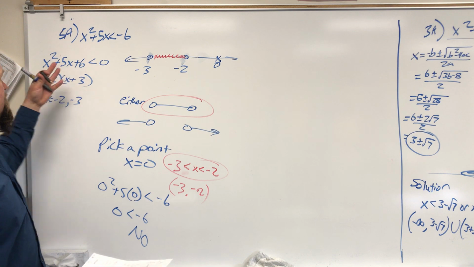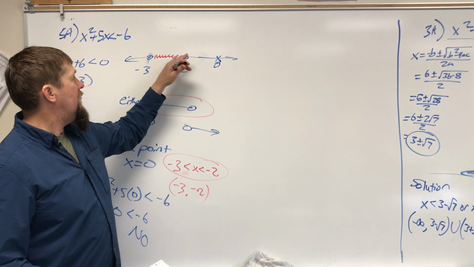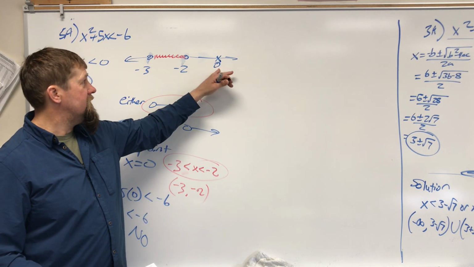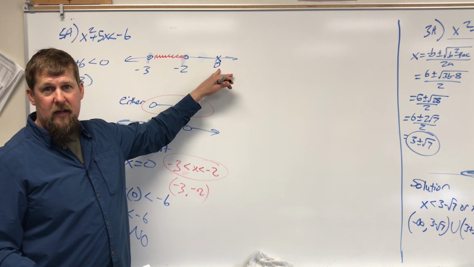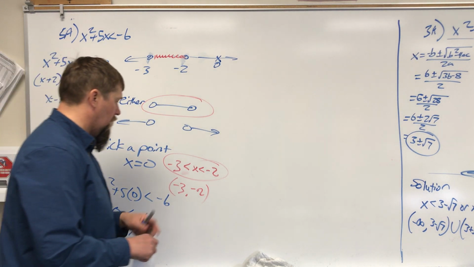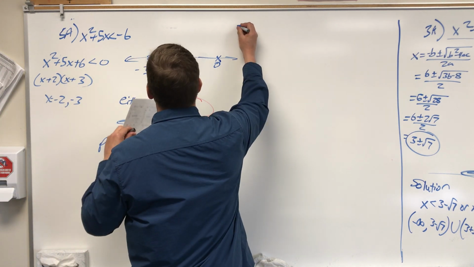So all I'm doing is exactly the same thing. I'm finding my zeros, but then I have to know if it's shaded in between or outside. Since 0 does not work and that's on the outside, it has to be on the inside, all the answers that work. So let's use that concept in 5b.